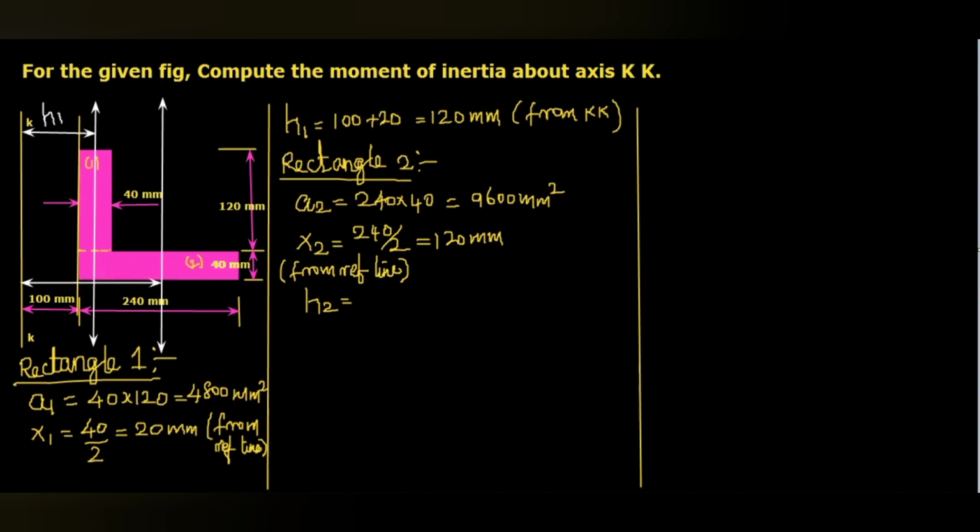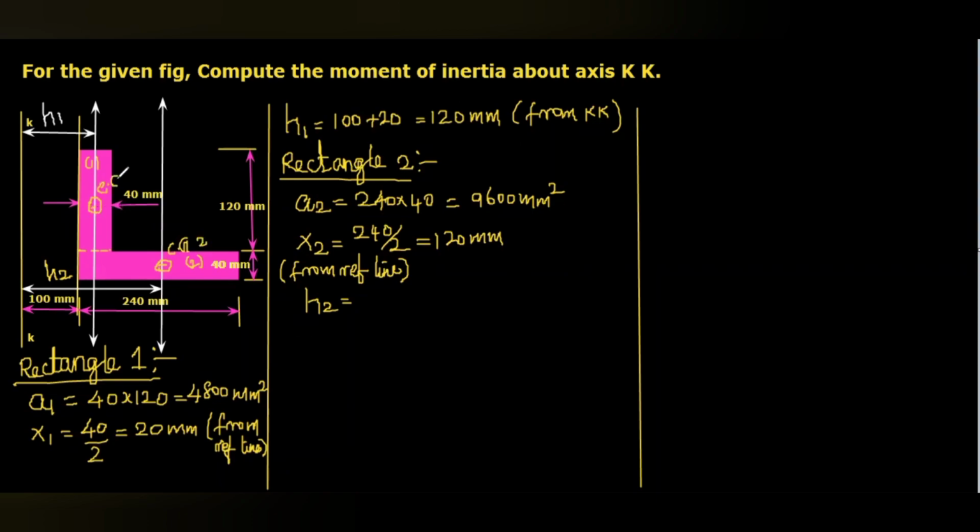Okay, from the axis KK, this distance we are going to take as H2. This is the distance from the axis KK to the vertical axis that passes through CG2, center of gravity 2.